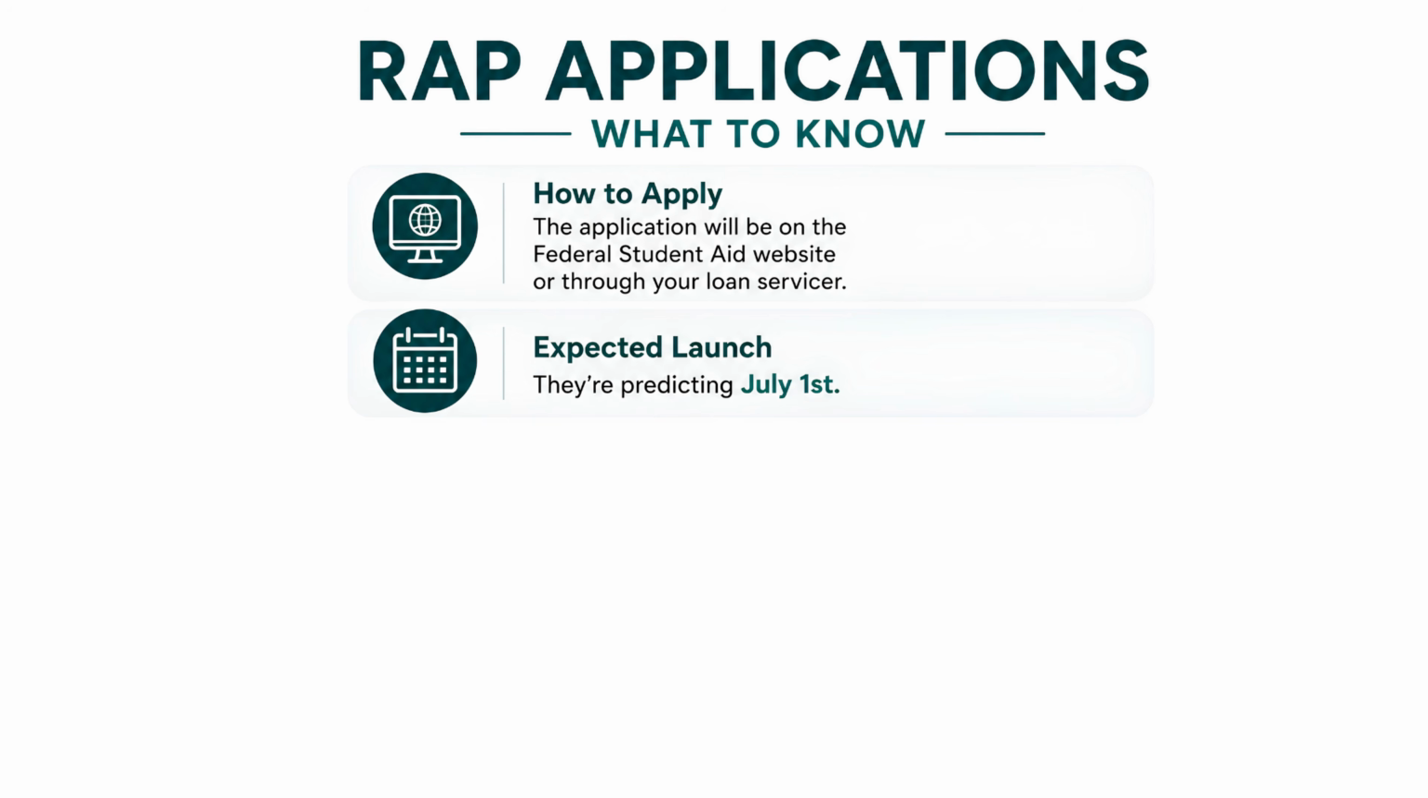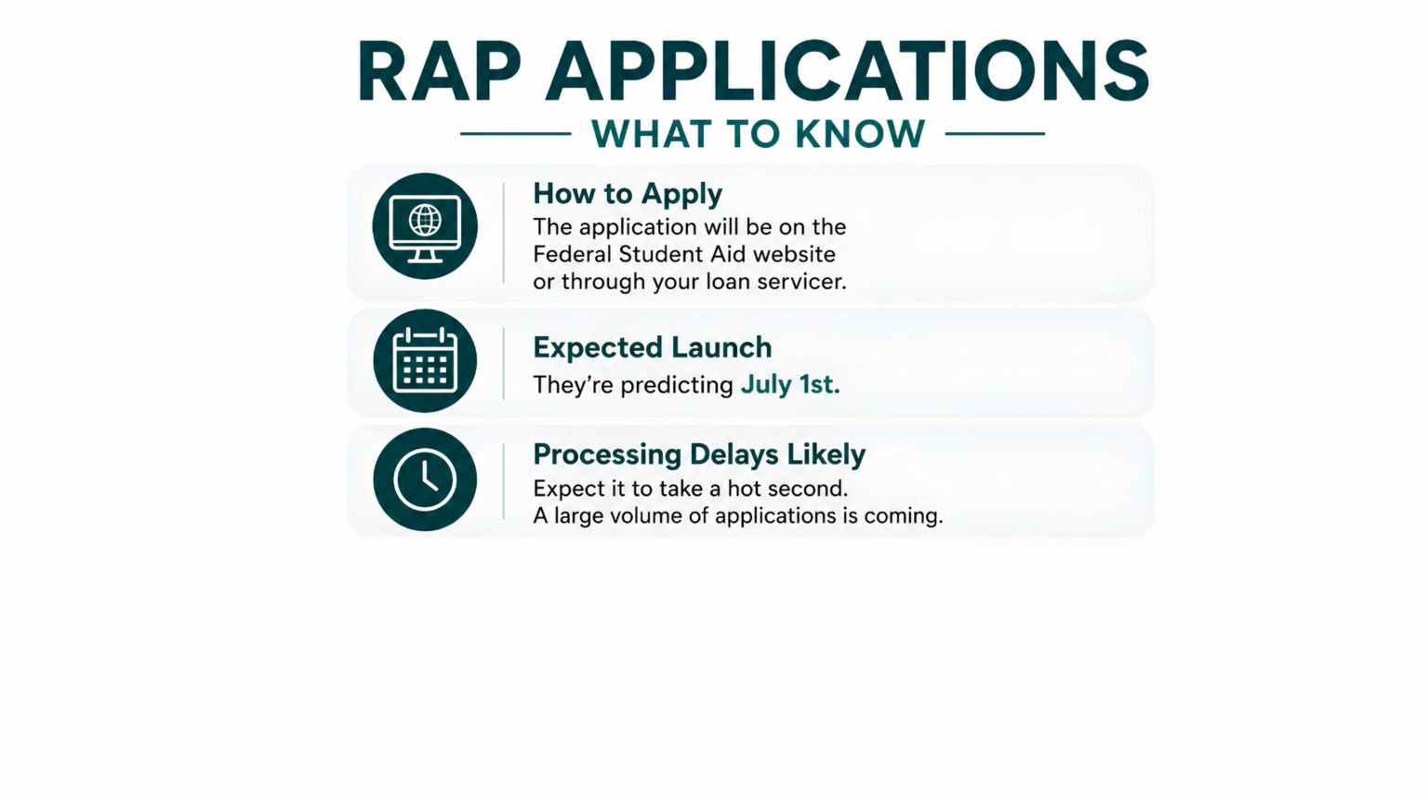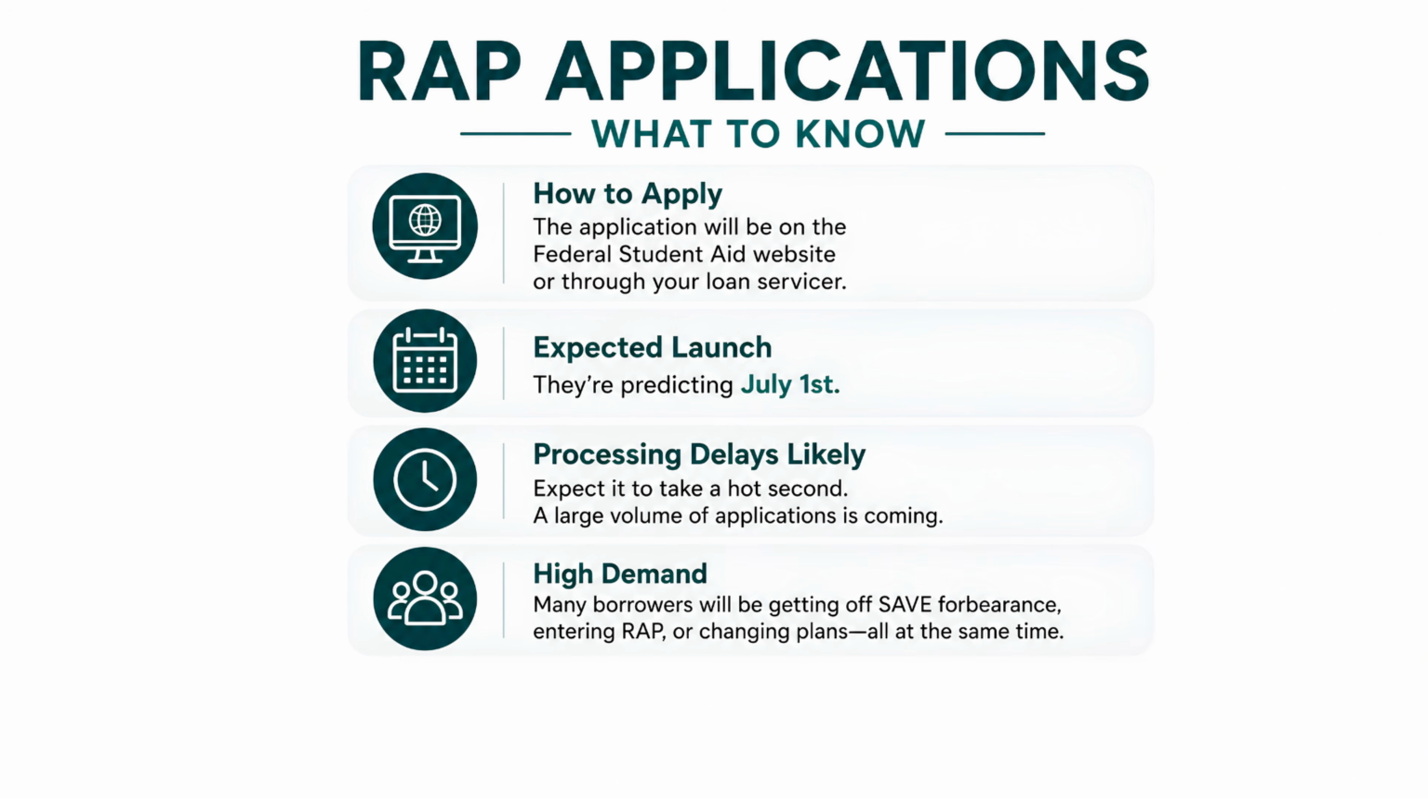They're predicting July 1st. I will say I anticipate it taking a hot second for them to process all of these applications. There will be a lot of people who are trying to get off of Save Forbearance, enter into RAP, or change to a different plan all at the same time. And their workforce right now is severely diminished. And so they're in the process of trying to hire new team members to be able to withstand what's coming their way. It's going to be a tsunami wave of paperwork for them to process. But don't be surprised if it's not as quick of a return as you're hoping for in terms of them processing those applications. That's helpful.